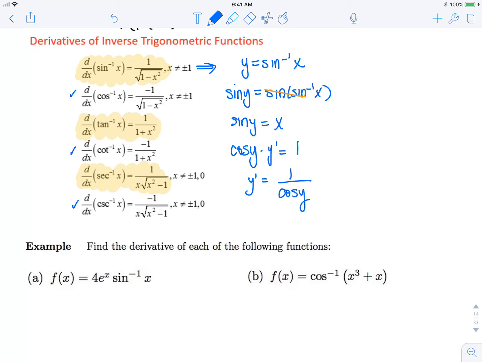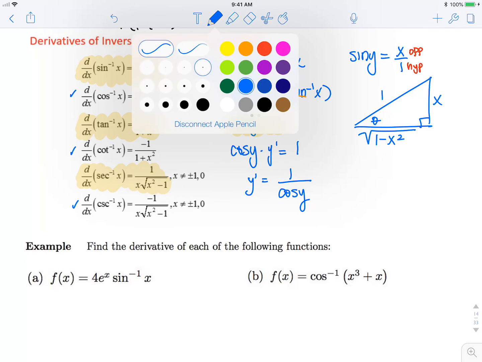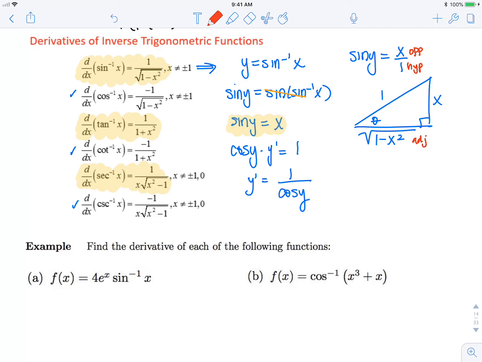So now what is cosine y? Remember from this step that we have sine y equals x over 1. So if I draw a triangle with theta, this is my opposite side and this is my hypotenuse. So my opposite side is x and my hypotenuse is 1. If I do the Pythagorean theorem, this side is the square root of 1 minus x squared. So now this is my adjacent side. So cosine is adjacent over hypotenuse, which is square root 1 minus x squared.